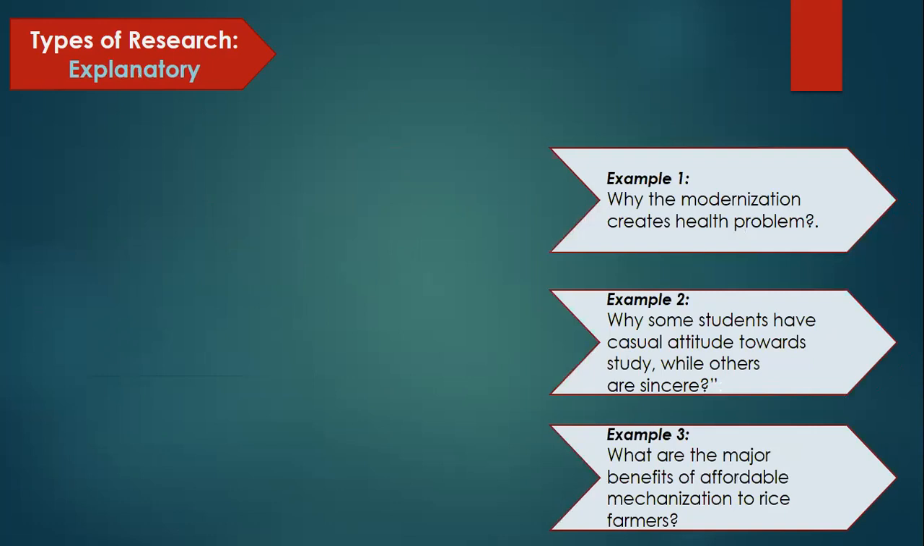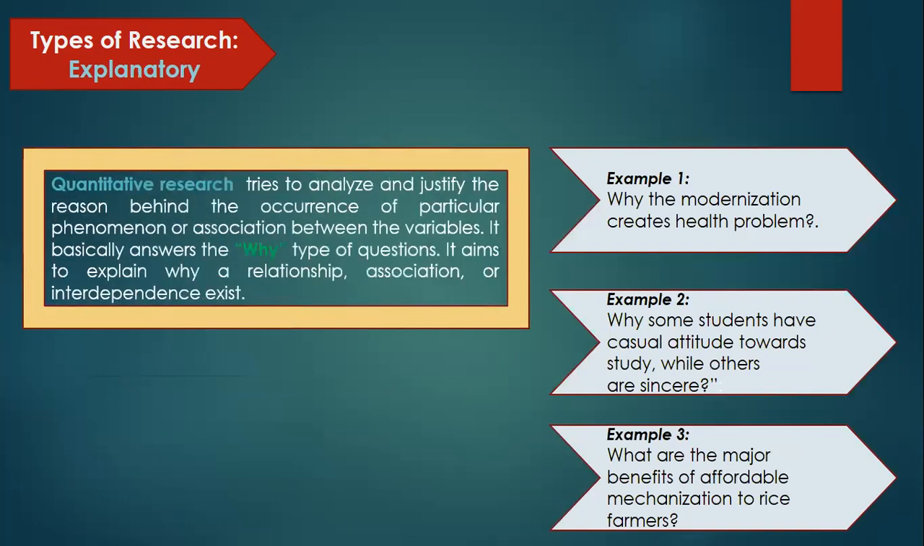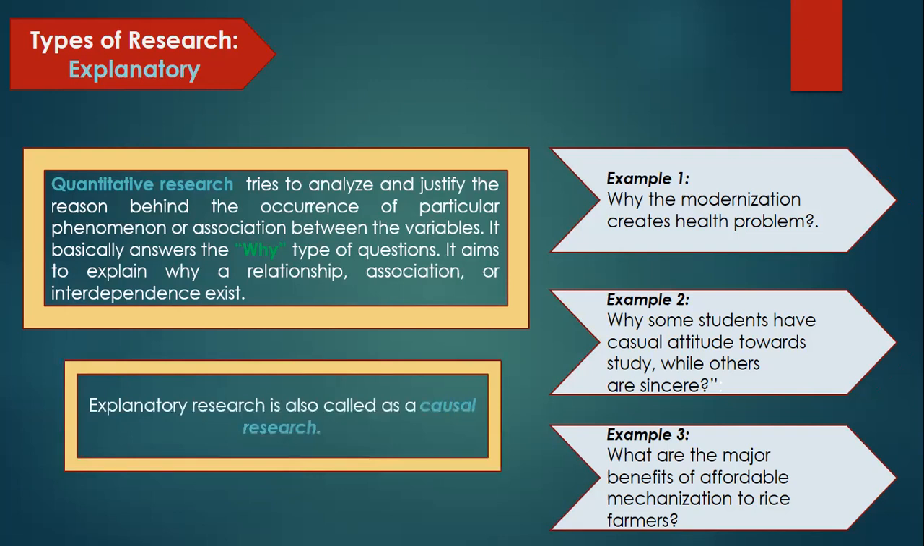The next one, we have explanatory research. So explanatory research tries to analyze and justify the reason behind the occurrences. So it basically answers the why type of questions. Sorry, this is explanatory research, not quantitative. So it's like a typographical error. Okay, explanatory research is also called causal research. Why? Because it aims to explain the relationship, association, or interdependence that happened for a certain problem. Why it occurs? Why it happens?